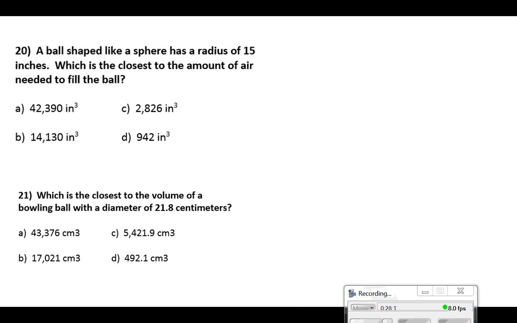Question 20. A ball shaped like a sphere has a radius of 15 inches. Which is the closest to the amount of air needed to fill the ball? So we're looking for the volume of a sphere, and we need to start out by writing the formula. So we have V equals 4/3 pi r cubed. And we see that the radius is 15, so we can substitute that in. 4/3 pi times 15 cubed.